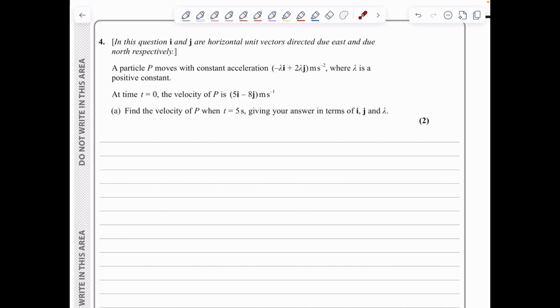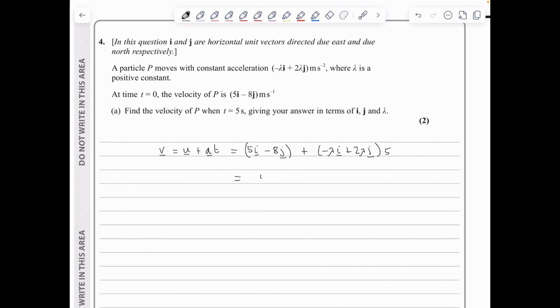In question 4, for the particle P moving with a constant acceleration of negative lambda i plus 2 lambda j, lambda is a positive constant. At time t equals 0, the velocity of P is 5i minus 8j, and we need to find the velocity of P when t is 5, giving our answer in terms of i, j, and lambda. Well, we know that the velocity v is given by u plus at. So in our case, the u, the initial velocity, is 5i minus 8j. The acceleration is given to be negative lambda i plus 2 lambda j, and the time is 5. So I will combine everything together.